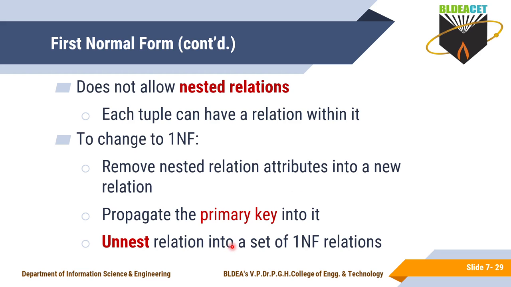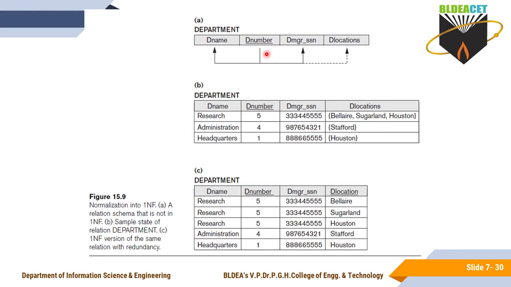So unnest the relation into a set of first normal form relations. If you have a nested relation, you have to separate it, distribute or divide it into multiple relations. That is what we call unnesting a relation into a set of multiple relations. All those relations must be in the first normal form here. This is one example here.